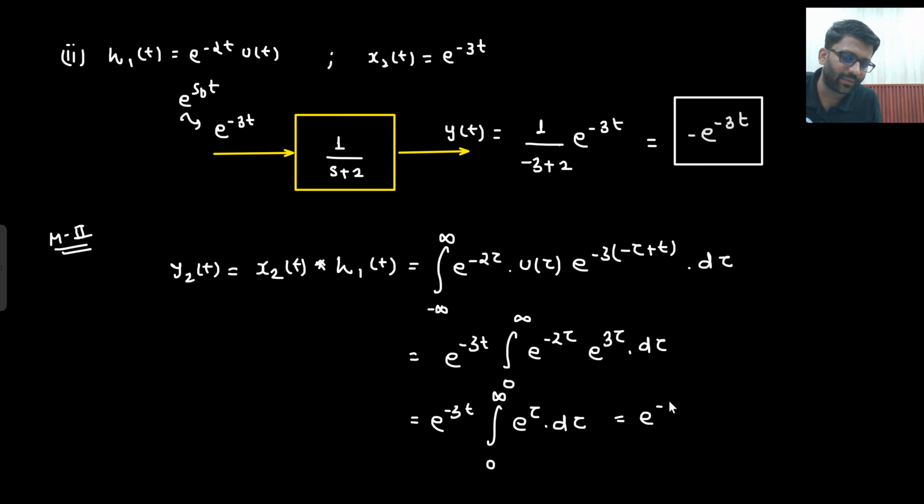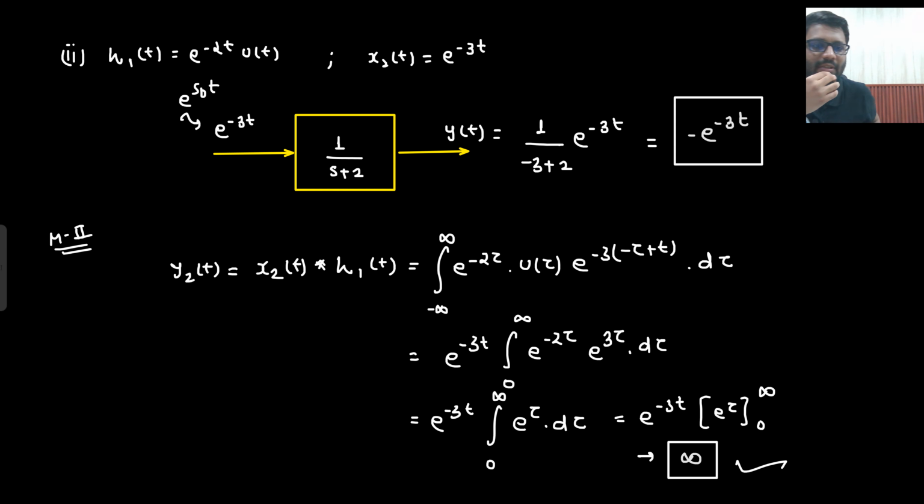How will you check? e to the power minus 3t is the constant value. e to the power tau, you put from 0 to infinity. What is the value of e to the power infinity? That is infinity only. So what is the answer you are getting? Infinity. So one guy is saying that your answer is minus e to the power minus 3t, and one guy is saying that the answer is infinity. Which one is correct? Surely this one is correct, because here we went with the basic method. This is just a shortcut way, and here we are getting the infinity answer.